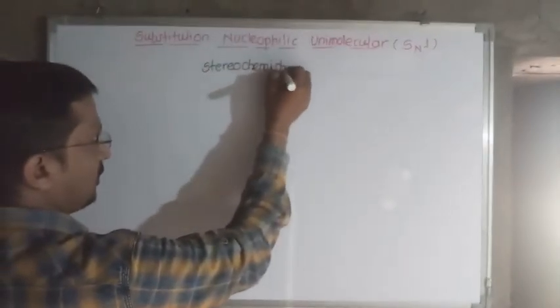Now one more point, the last point of this, is that we have to consider the stereochemistry of the SN1 reaction. Whenever we speak about stereochemistry, we have to consider the chiral carbon atom, that is the carbon which is attached to four different groups or atoms. Means the four valences of carbon are satisfied by four different atoms or groups.